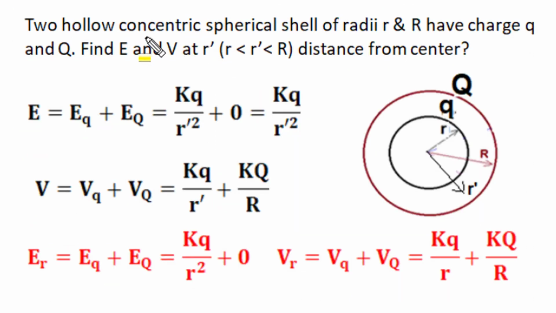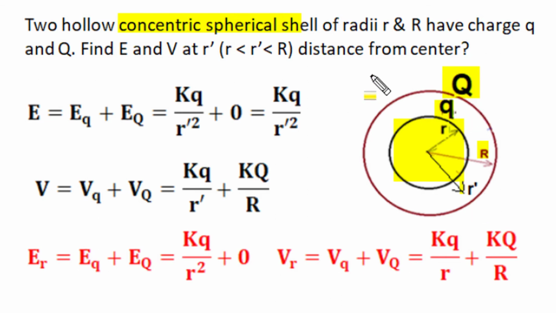Problems of concentric charged spherical shells are also very common in our examinations. We are given a solid or hollow spherical charge of radius small r and surface charge small q, and with the same center there is another spherical shell of capital R radius with charge capital Q. We have to find out the electric field and potential at this r dash distance position from the common center.